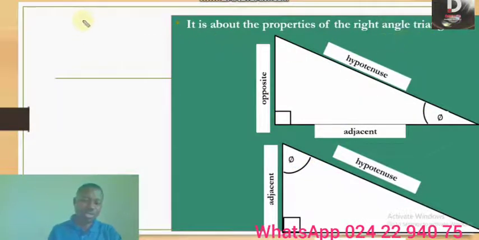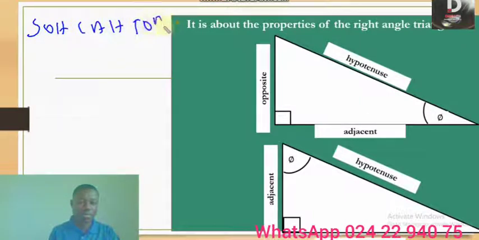Now, the SOHCAHTOA I was talking about is a song in most of the senior high schools. If you have not heard it before, I'm telling you this so you can sing it. It's a very nice song. SOHCAHTOA.